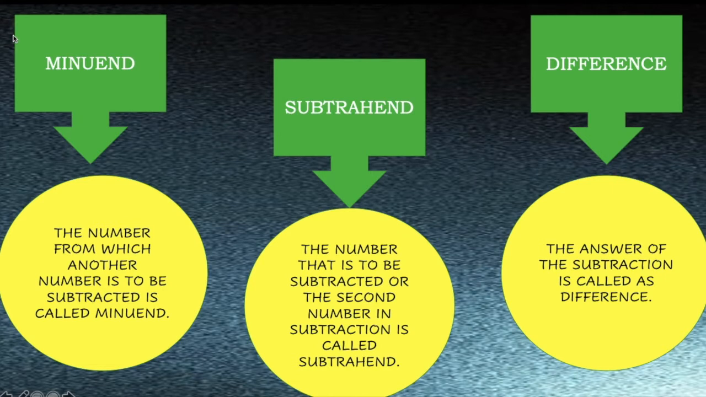So, the number from which another number is to be subtracted is called minuend. The number that is to be subtracted, or the second number in the subtraction, is called subtrahend, and the answer of minuend and subtrahend, that is the answer of subtraction, is called difference. So in subtraction we have three terms: minuend, subtrahend and difference.